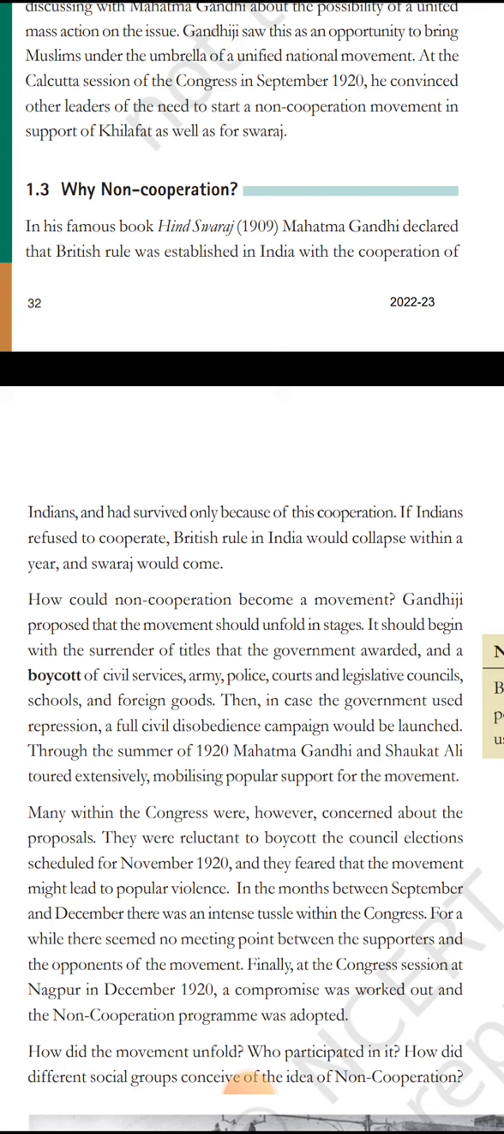Now he used to boycott all the civil services, courts and legislative councils, schools and foreign goods. In this case, a full civil disobedience campaign would be launched. In the summer of 1920, Mahatma Gandhi and Shaukat Ali extensively mobilized popular support for the movement. And at the Congress session at Nagpur in December 1920, the non-cooperation program was adopted.